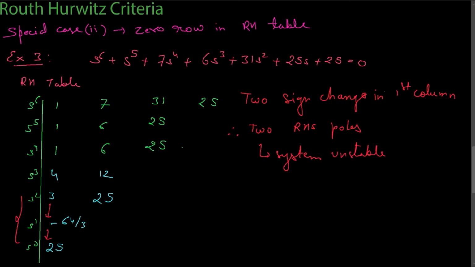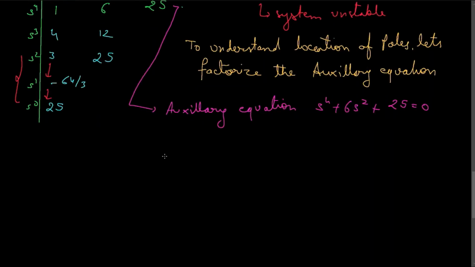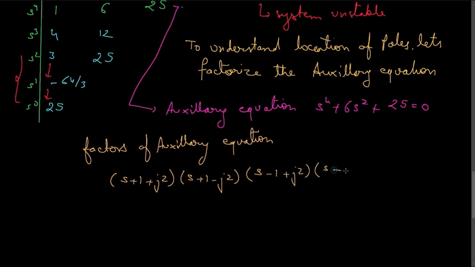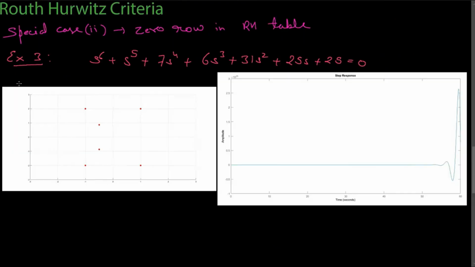But let's factorize the auxiliary equation here as well to see what kind of poles we get. We can see that the poles are symmetric about the origin, and there are 4 such poles. We will see the step response as well as pole zero plot for this equation. Now here you can see there are 6 poles in the pole zero plot and 4 of them are symmetric. These 4 poles correspond to the auxiliary equation which we calculated. From the step response we can see that the system is unstable as the amplitude of the response increases to a very high value.